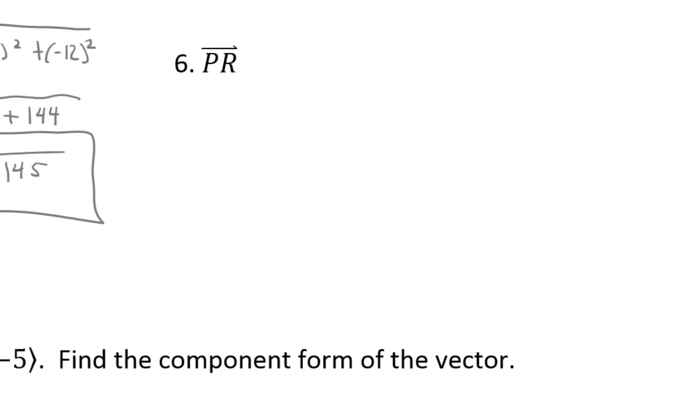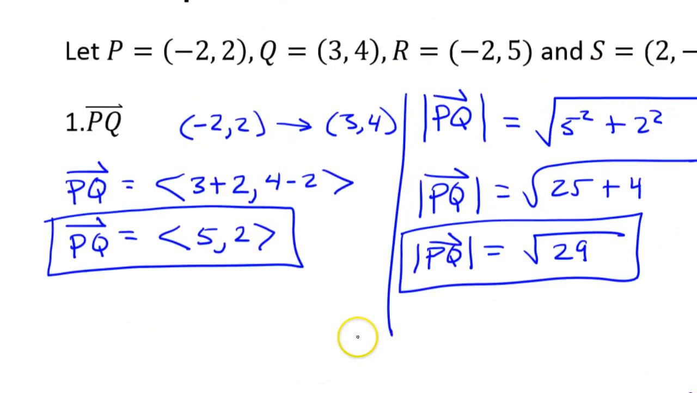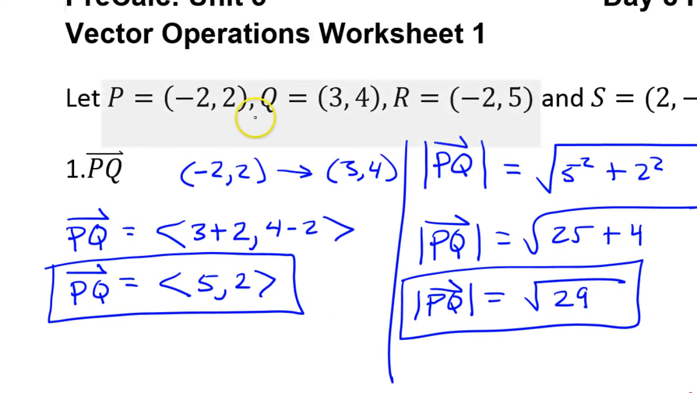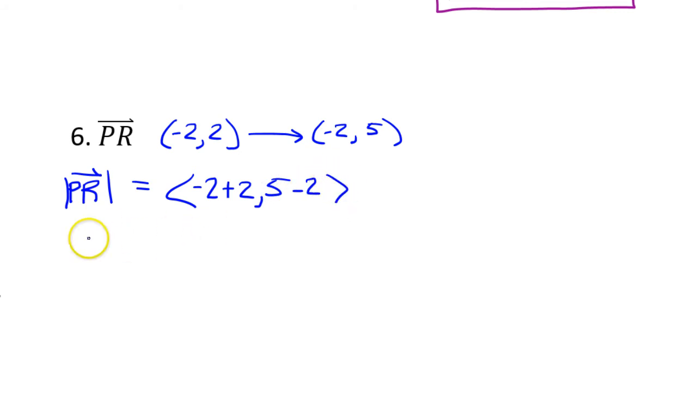All right, let's look at number 6, PR. Let's see, what's P and what's R? So P is negative 2, 2, and R is negative 2, 5. So in component form, vector PR is going to equal x2 minus x1. So that's negative 2 plus 2, minus negative is a positive. And then y2 minus y1, so 5 minus 2.